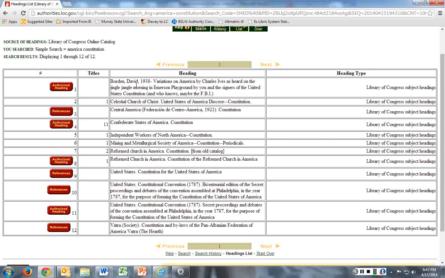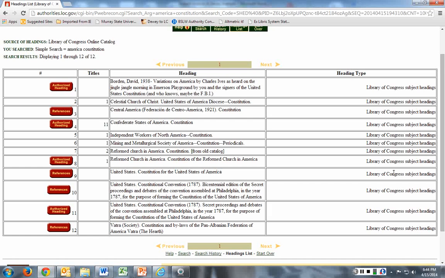It's not David Borden. I know that's not it. Central America, no. Confederate States of America Constitution. Oh, well, that's kind of getting close, but not. Some other constitutions down here. United States Constitution for the United States of America.